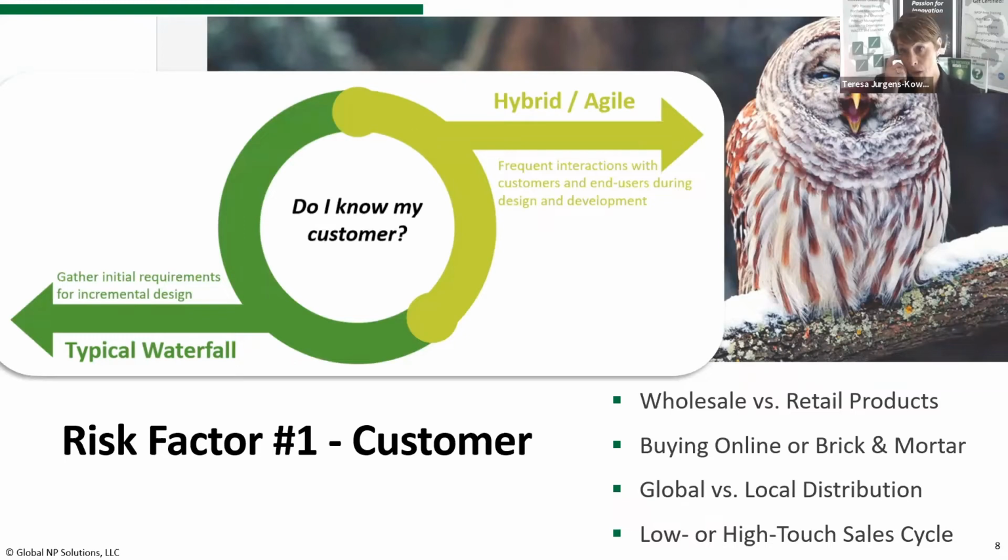If I have high requirements uncertainty, or low certainty of requirements, I don't know exactly what to do for that customer, then I'm closer to the hybrid and agile processes.